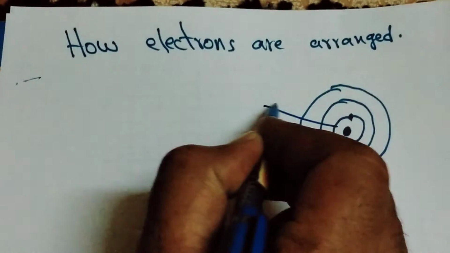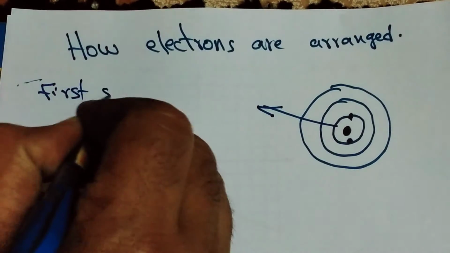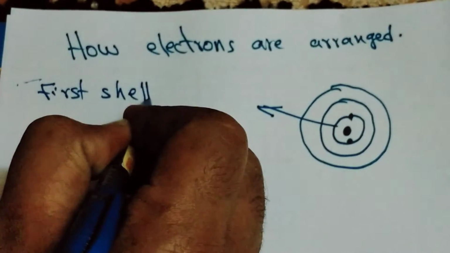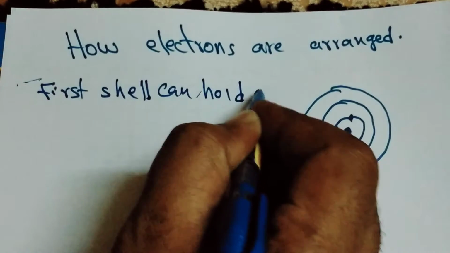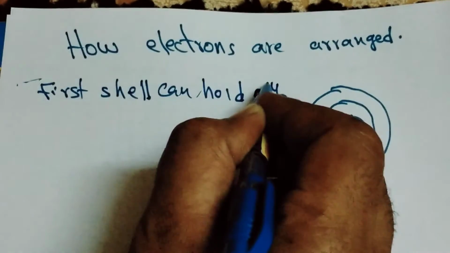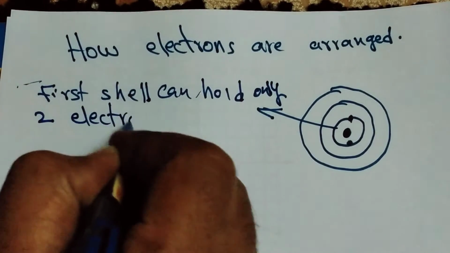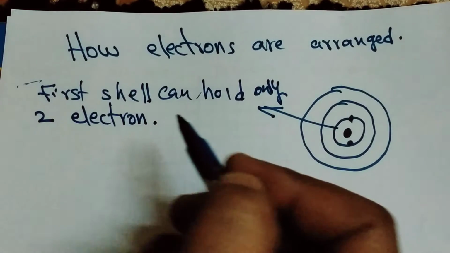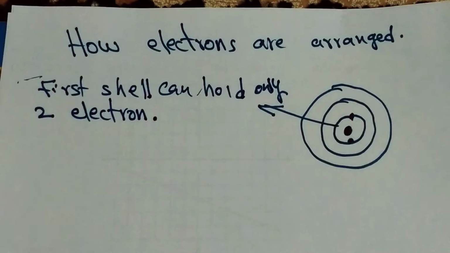This is the first shell. Let me explain here. First shell can hold only two electrons. This is the first one, the first shell of electrons around the nucleus. It has only two electrons.